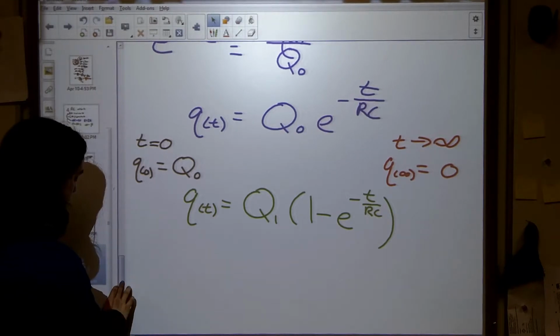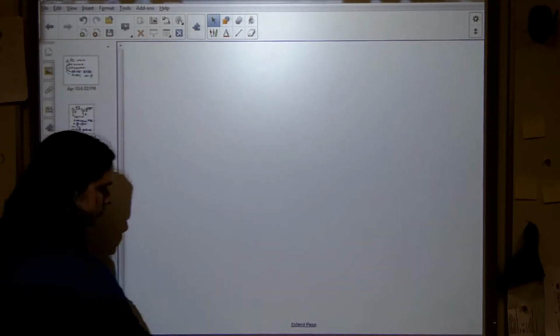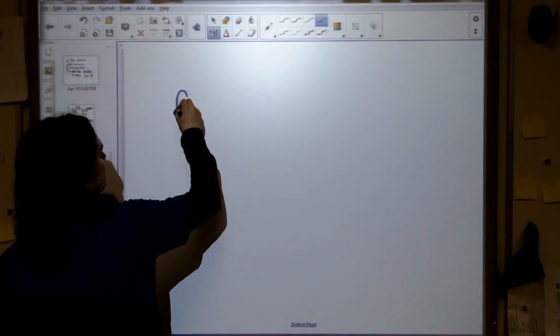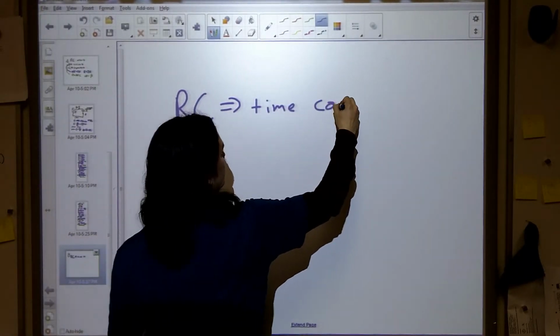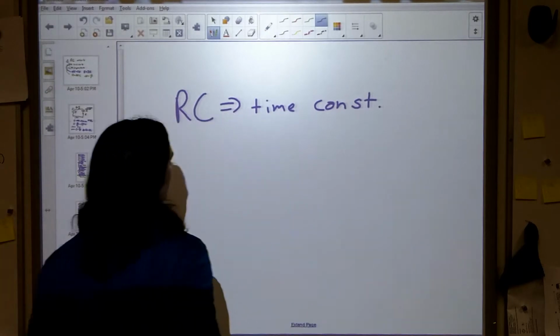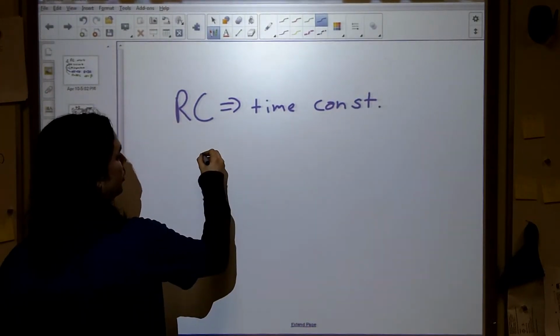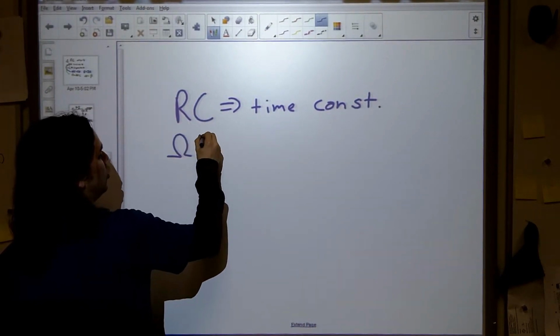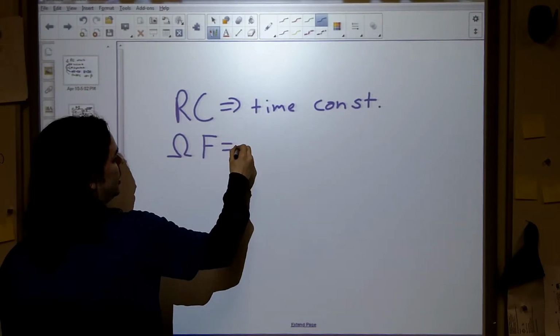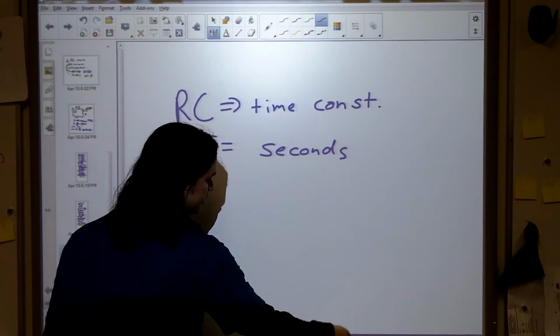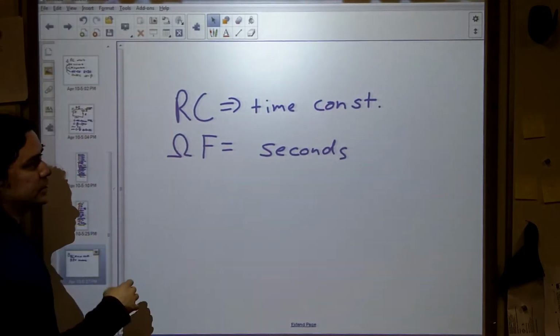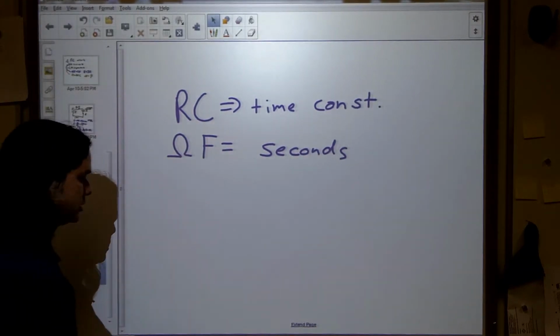The final thing that I'll talk about with RC, it's called the time constant. We've got the two equations that we've been working with, but real quick, the units, ohm times farad, if you multiply those out, they come up to seconds. It really is a time constant.